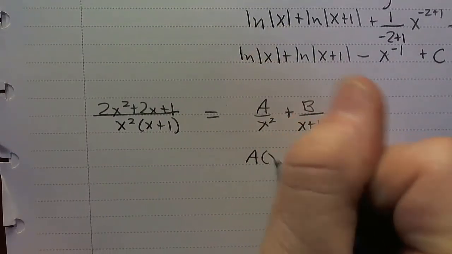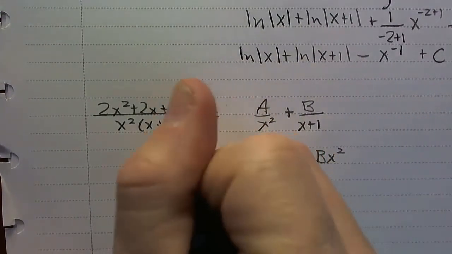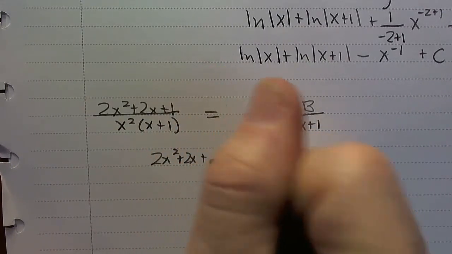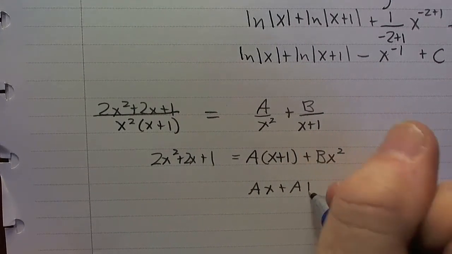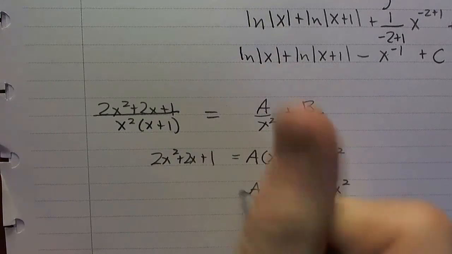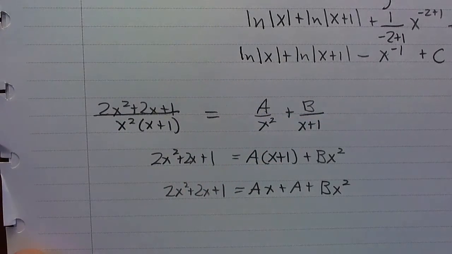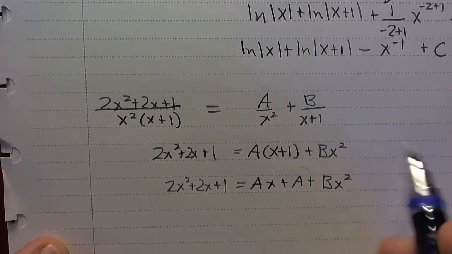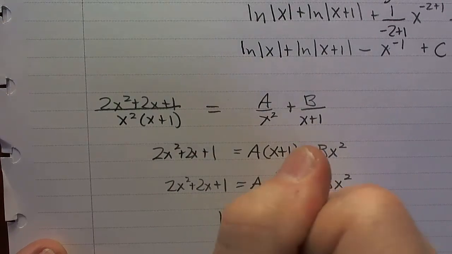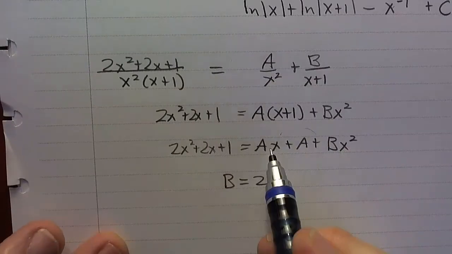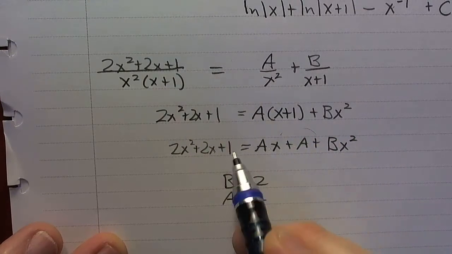We have a times x plus 1 plus bx squared. Okay, and now we have ax plus a plus bx squared. Okay, so far so good. No red flags yet. Okay, so this is what we have. Now, notice that b is going to equal 2. No worries there. And notice a, the coefficient here, a is equal to 2, and a is equal to 1.